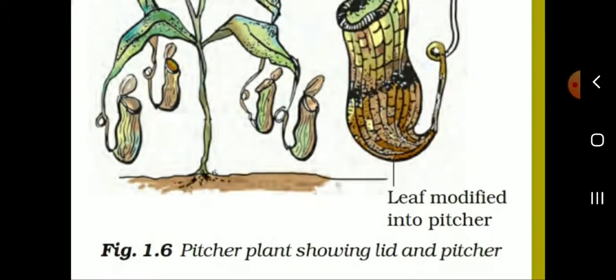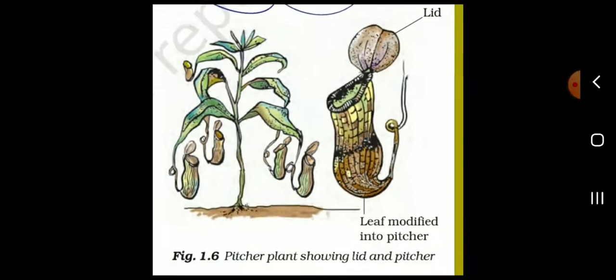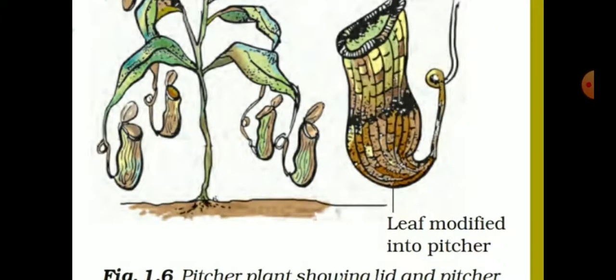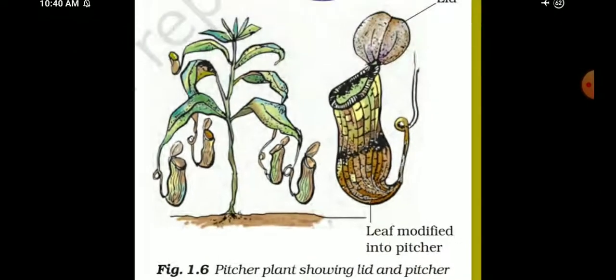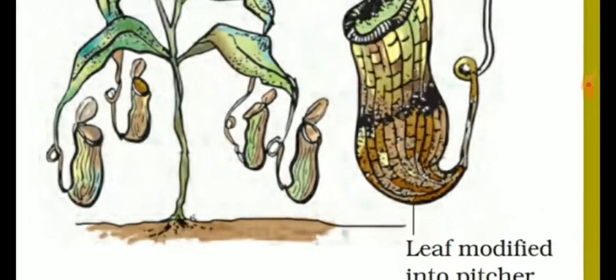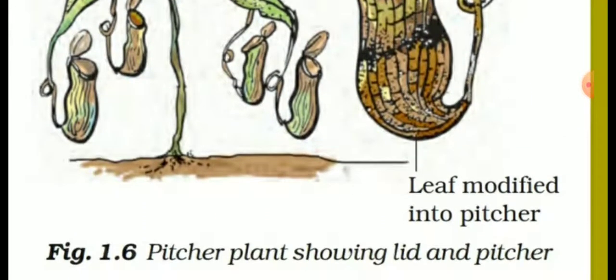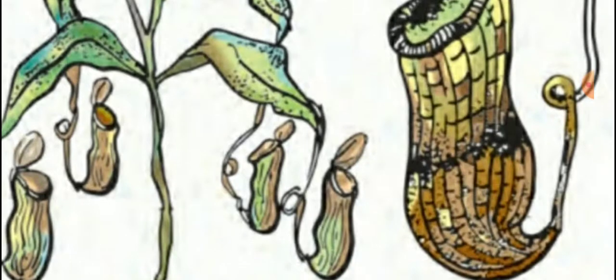This is a pitcher plant, students. See this picture. This one is a lid. This is a leaf, and the leaf is modified into a pitcher, in bottle shape. Okay, the leaf is modified. This is the pitcher plant.